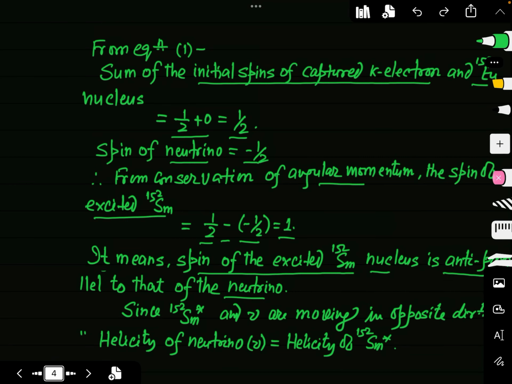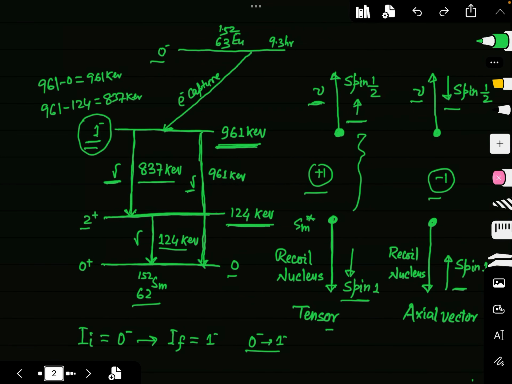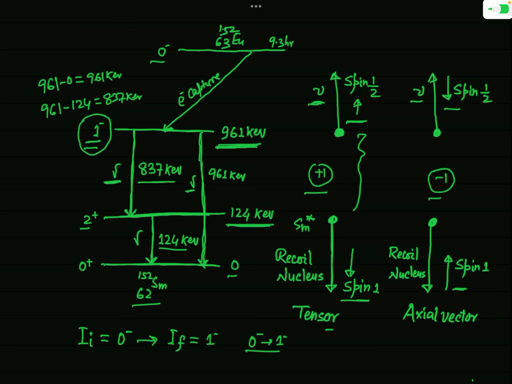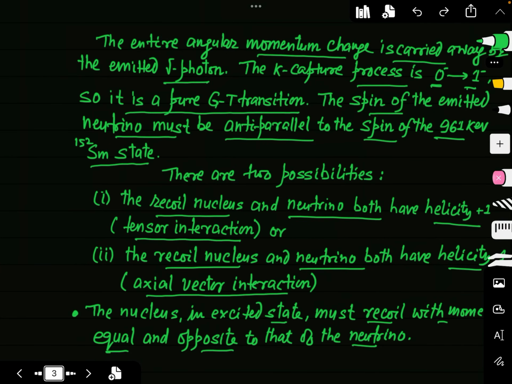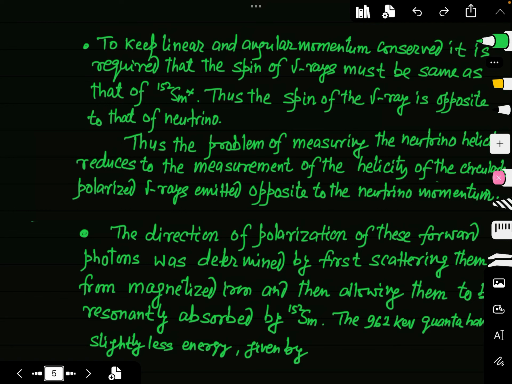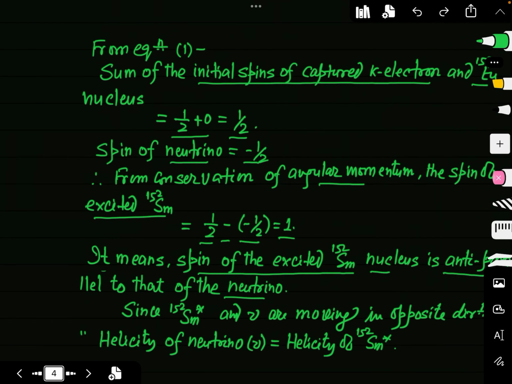And you can see from this figure that the spin of the neutrino is in the upward direction, then the spin of the recoil nucleus is in the downward direction in tensor interaction. And if you consider that the interaction is axial vector interaction, then the spin of the neutrino is in the downward direction and that of the recoil nucleus is in the upward direction. So it is evident that the direction of spin of the emitted neutrino and that of the recoil nucleus must be opposite to one another. Okay.